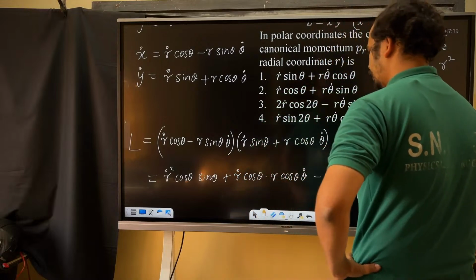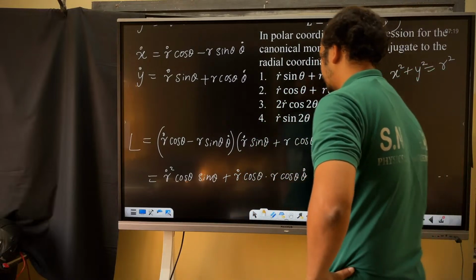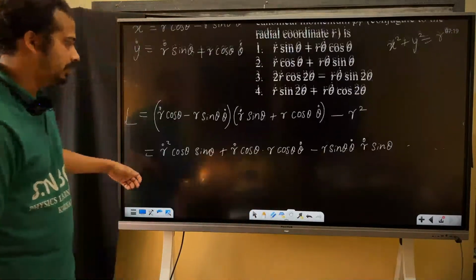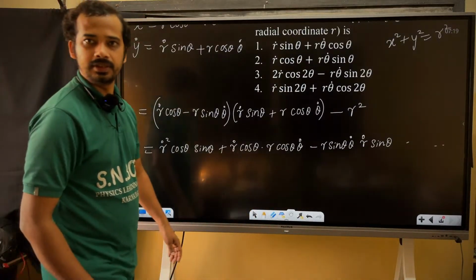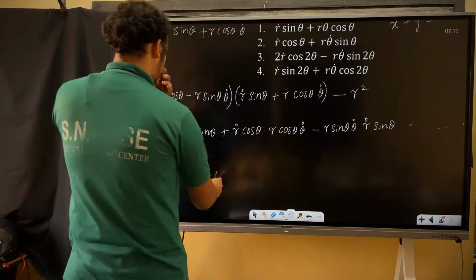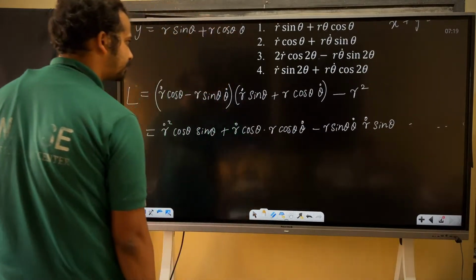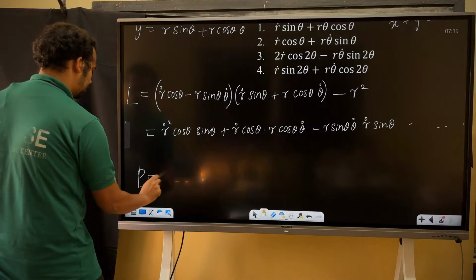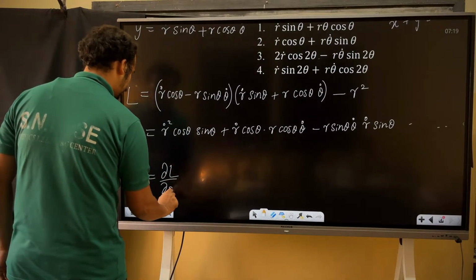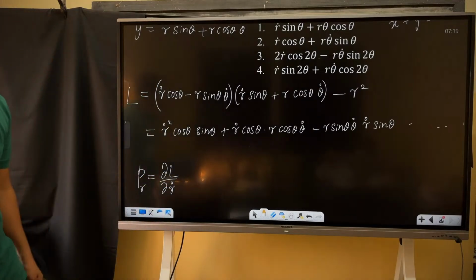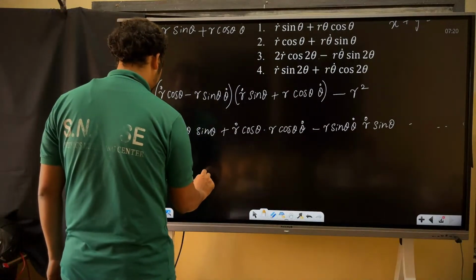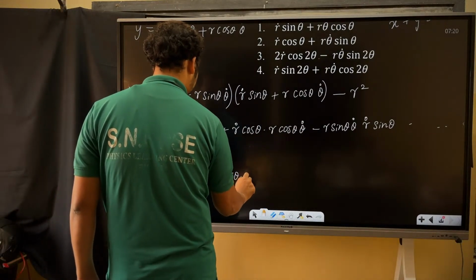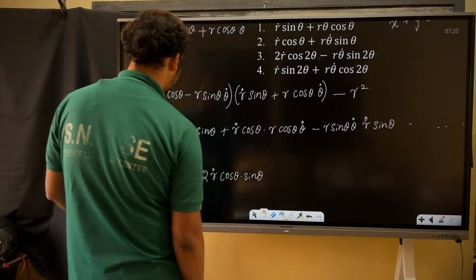I don't need the rest of the terms, I mean the other terms that contain theta dot. I need the terms which have only r dot, isn't it? So when you see this one, p r is equal to dou L by dou r dot. Am I right? That is equal to 2 r dot cos theta into sin theta. That is this part.